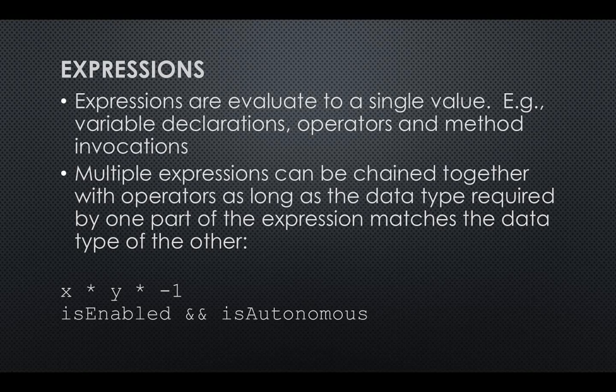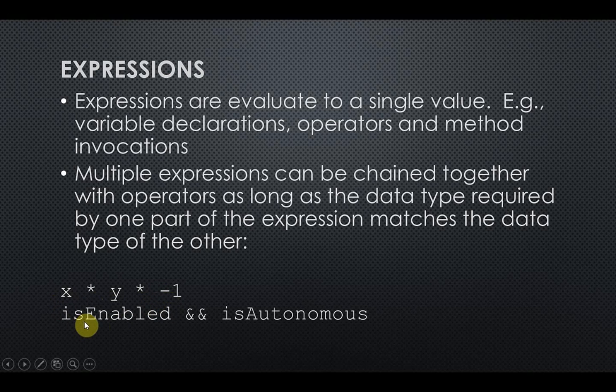So here's an example. In this first example, x times y times -1. If x is an integer and y is an integer and -1 is an integer, they're all compatible types and we can use the multiply operator.